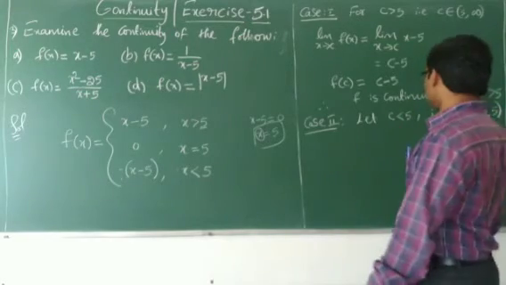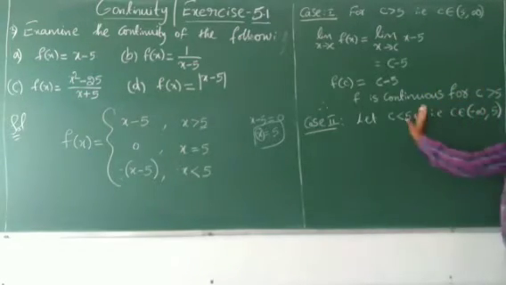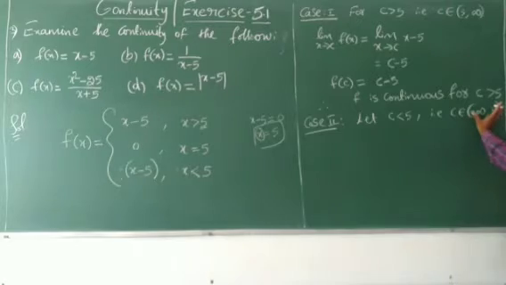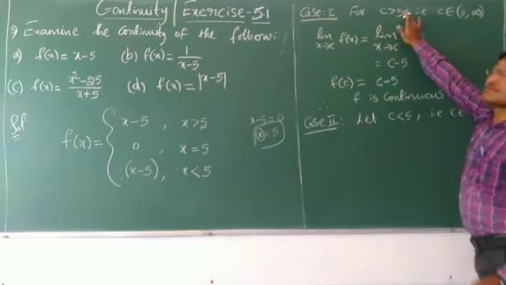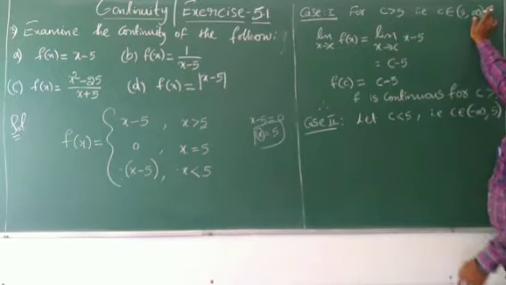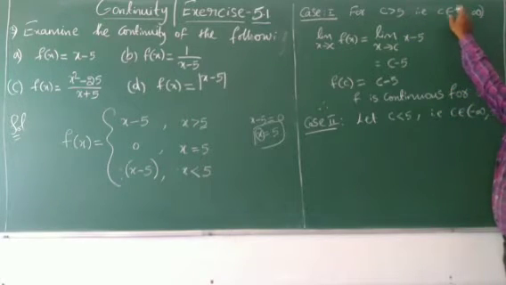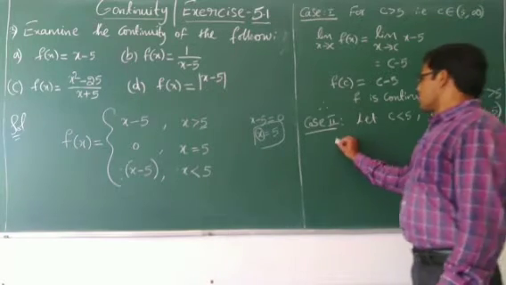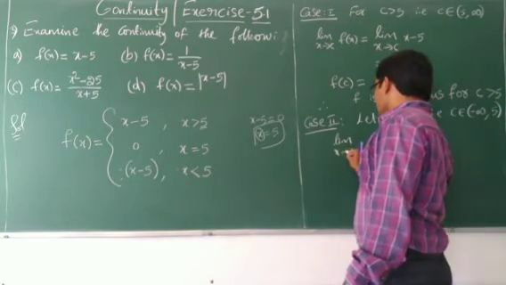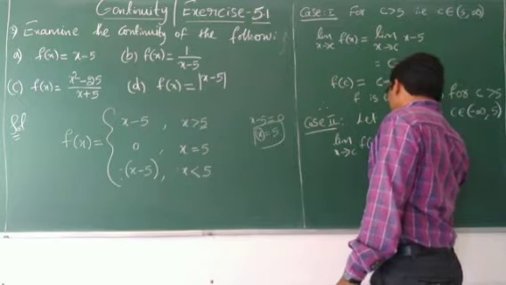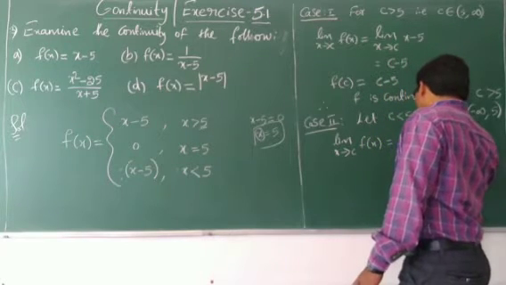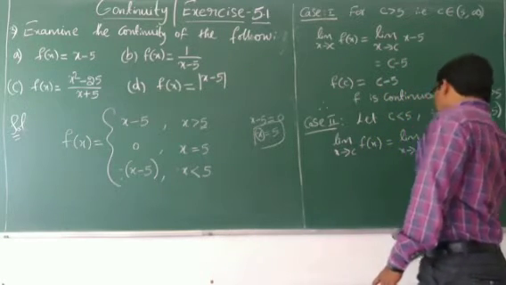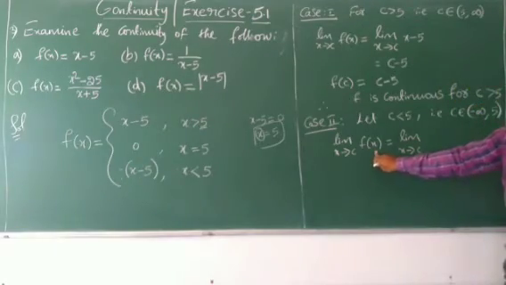We do it in the same way. Remember, this is an interval. Less than 5 means we are considering a point in the interval. Greater than 5 means from 5 to infinity. We are considering an interval, so we take a point c in that interval. Right? So limit x tends to c, f of x is equal to limit x tends to c, f of x. What is f of x here?